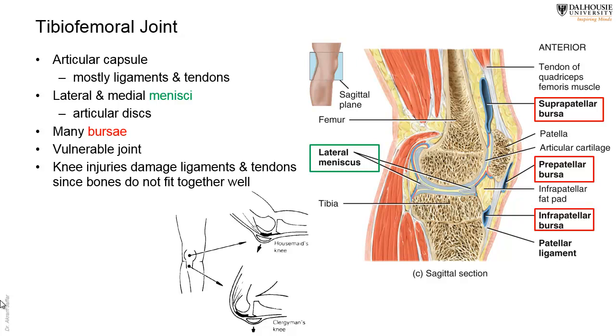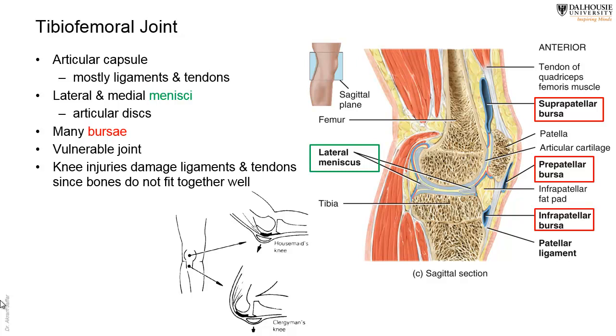As in some other synovial joints in the body, there are bursae. I mentioned some of them: suprapatellar, prepatellar, infrapatellar. You can see here that, for example, the prepatellar bursa is located in front of the patella. So the prepatellar bursa is inflamed in people who always work on the floor and rub their knees against the floor. And that's why inflammation of this bursa is called housemaid's knee.